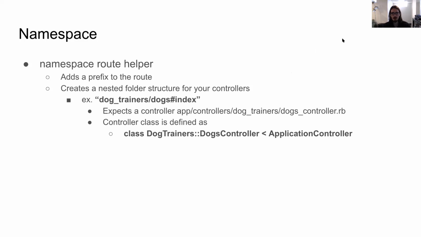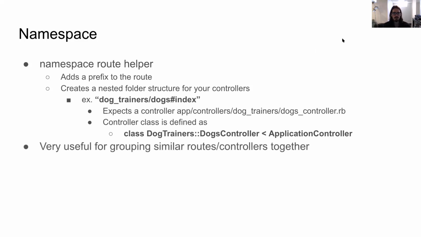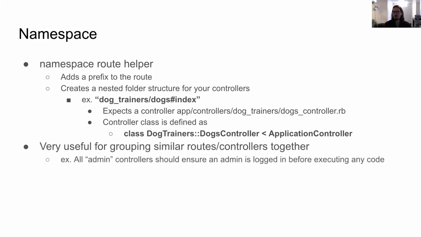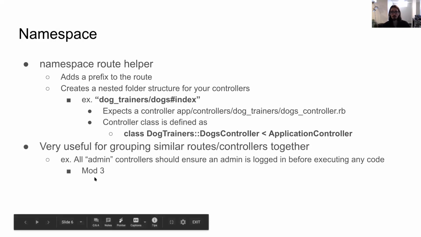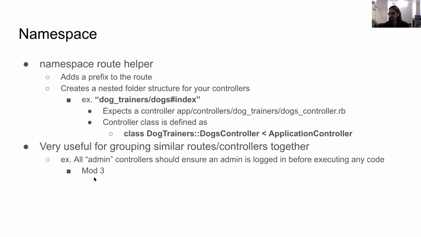So that's really what you need to know about namespacing. Well, I guess this is the why behind it. This is very useful for grouping similar routes and controllers together. For instance, all of your admin controllers should ensure that an admin is logged in before any code can be executed. This is what you're going to study in Mod 3. For now, we're having you use the namespace functionality, but it's not so much for this. This is more like authorization. Only certain people should be able to access these routes.